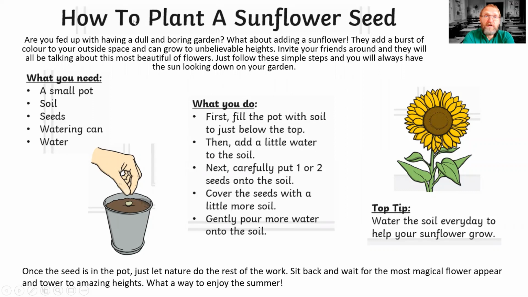So we start with our heading, the title of our instructions, and then we have an opening paragraph. Are you fed up of having a dull and boring garden? What about adding a sunflower? They add a burst of color to your outside space and can grow to unbelievable heights. Invite your friends around and they will always be talking about this most beautiful of flowers. Just follow these simple steps and you will always have the sun looking down on your garden.